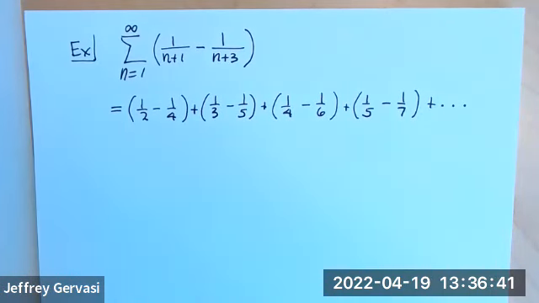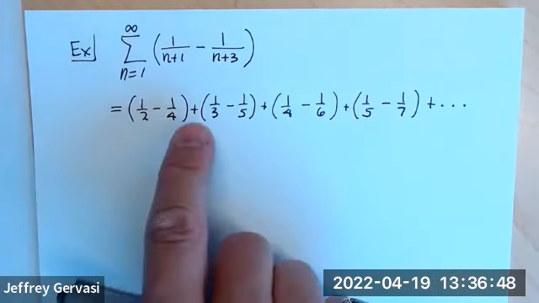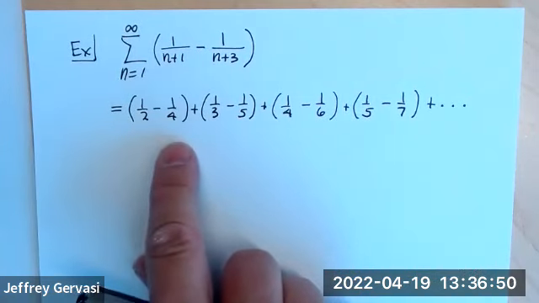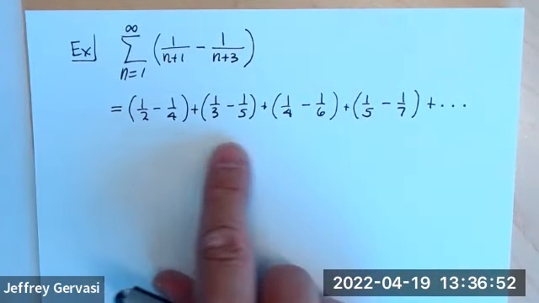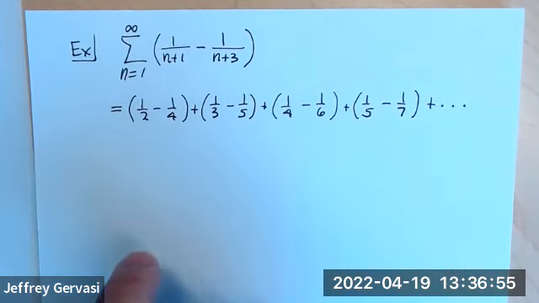Hey, gang, I thought you might like to take a look at an example of a telescoping series, or another example, because I know we did a couple in class. And what I did was I wrote out the first several terms of the series where it's unsimplified, because I thought what we could do is take a look at the corresponding sequence of partial sums.